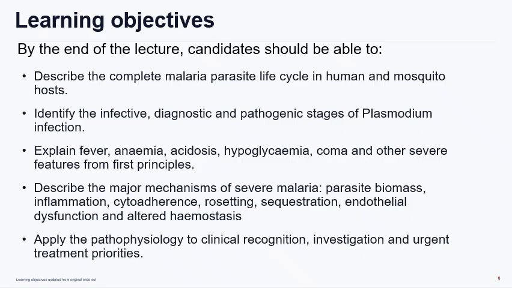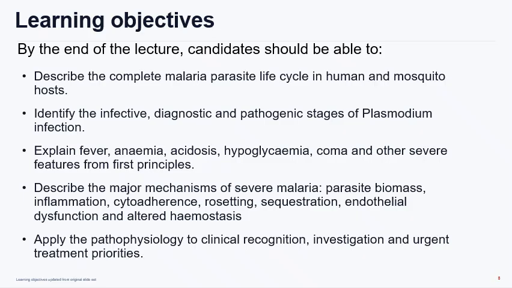By the end of this lecture, you should be able to move through 3 levels of thinking. First, describe the complete cycle in human and mosquito. Second, identify the infective, diagnostic, and pathogenic stages without hesitation. Third, use the biology of the malaria parasite to explain severe disease. You will notice that the objective moves from description to explanation and then to application of knowledge. That is exactly how postgraduate questions are often framed.